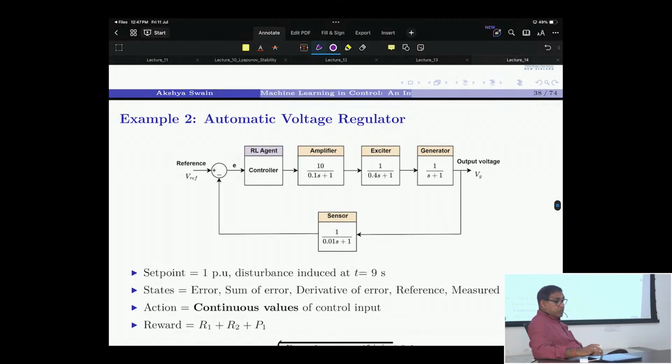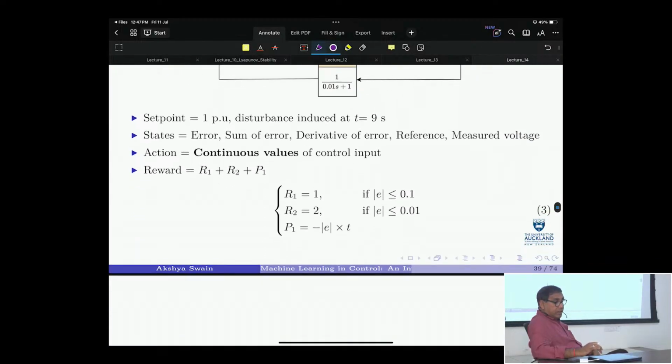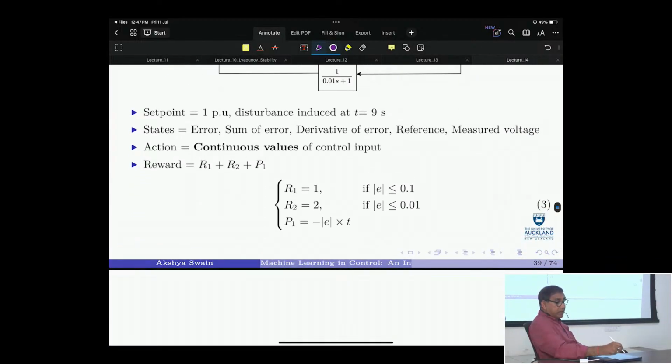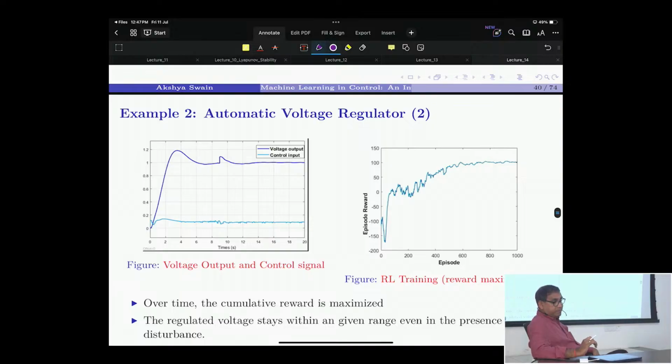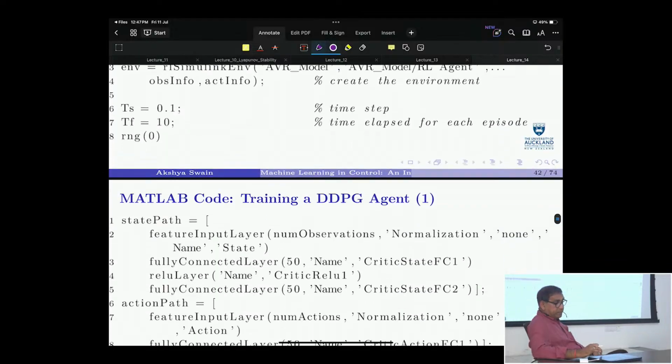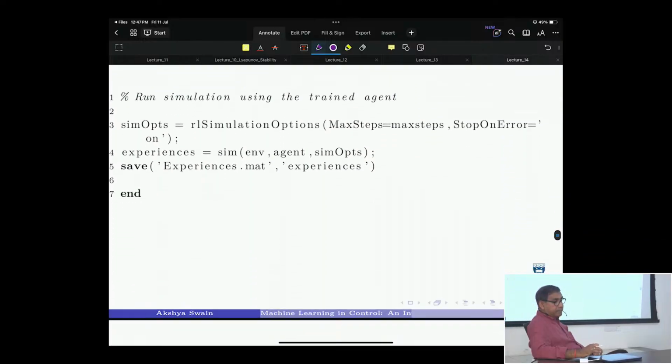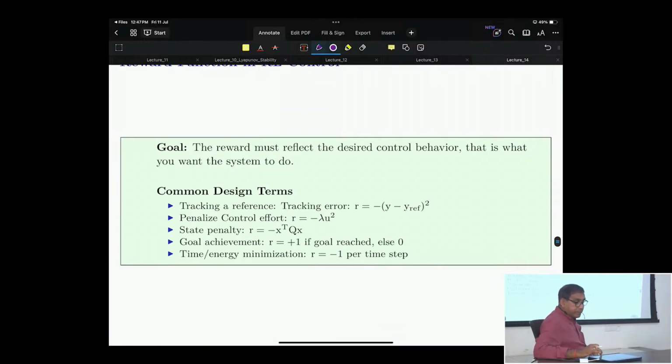Similarly, another example here, the automatic voltage regulator. Again, you see the reward function changed here. The reward function, we change it. Now this is the response, the voltage output. The code is there. You see the commonly used design terms and the reward is here. Different types of rewards. It all depends. You change the reward function, things will change. That you have to do research on. There are many people working on the reinforcement learning controller, changing the reward.